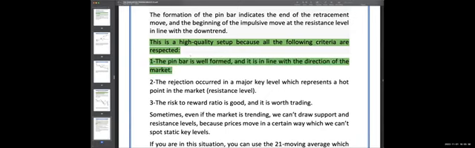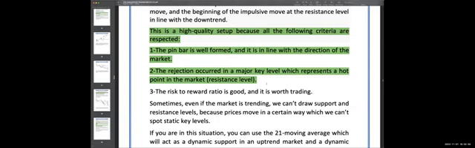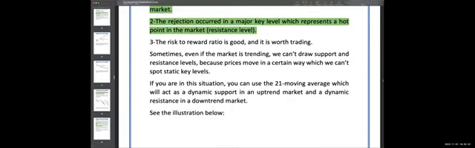with the direction. You'll be writing these things in your trading journal. Once you see that candle, these are the notes you need to write in your trading journal. The rejection occurred at a major key level, which represents a hold point in the market. In this example, it was a resistance level, and the risk to reward ratio is good and it is worth trading.